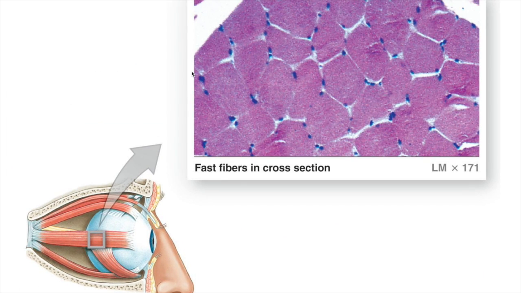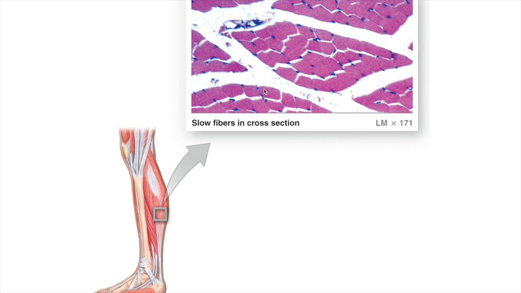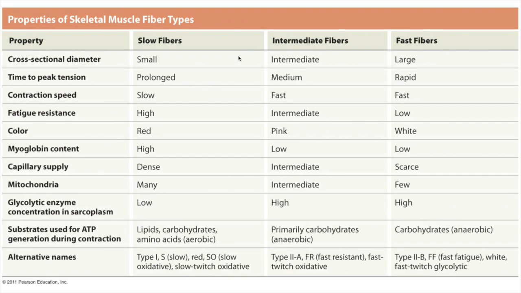Here's what some fast fibers look like. They're relatively large. This eye muscle is all fast fibers. That figure we saw before was a mix. And then you can see the slow fibers. They have a much smaller diameter. This figure tells you everything about them.